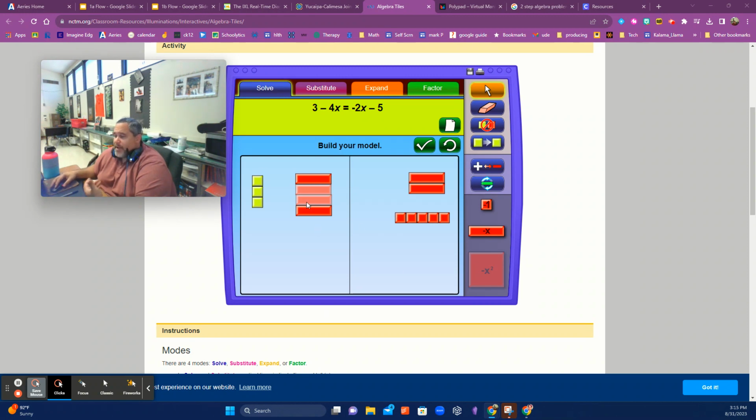We have 3, we have minus 4x, we have minus 2x, and we have minus 5. We have 4 negative containers, 2 negative containers. So I'm going to first work on all these negatives right here. If you really want to see a trick, check this out. I'm going to copy this down. I'm going to copy that.